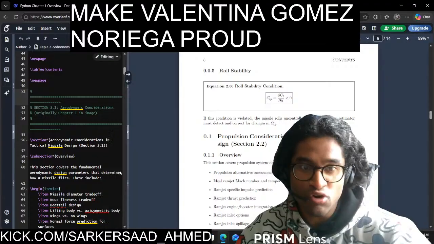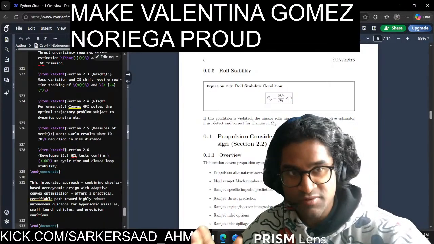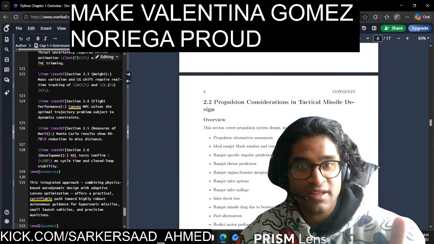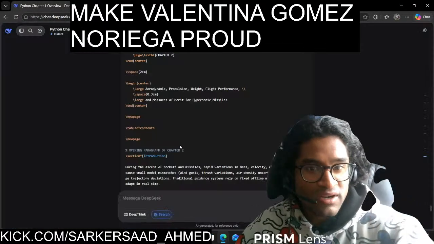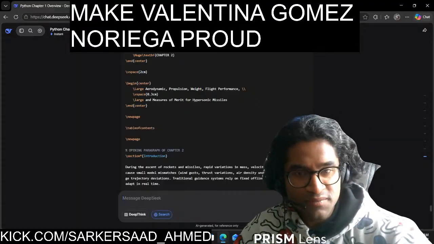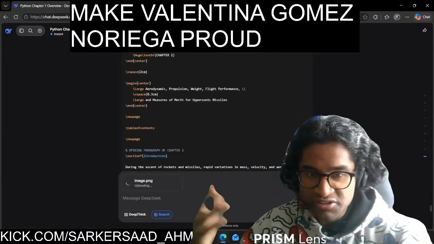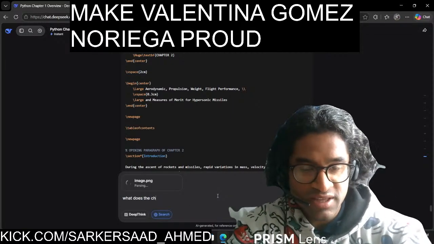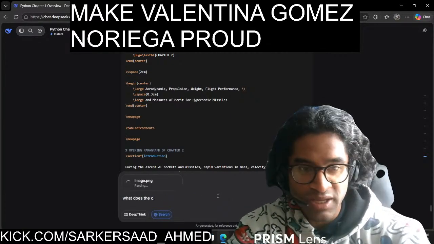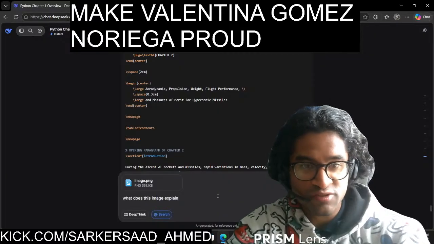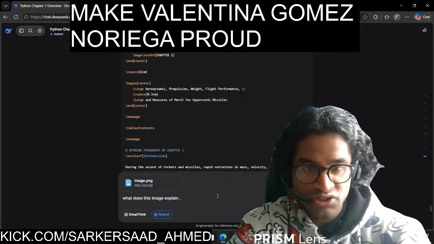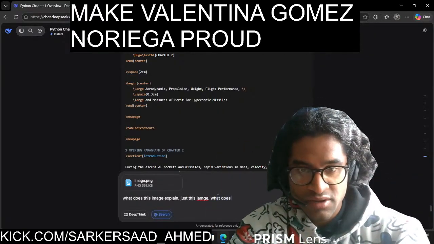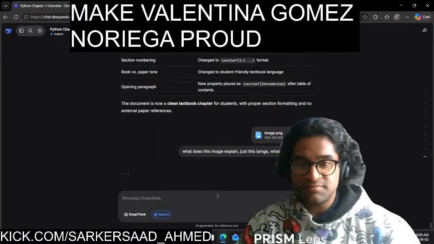There is no doubt. If DeepSeek is making a mistake, then there is no way OpenAI will not make a mistake. What does the chapter explain? Come on. What does this image explain? Just this image. What does it explain?